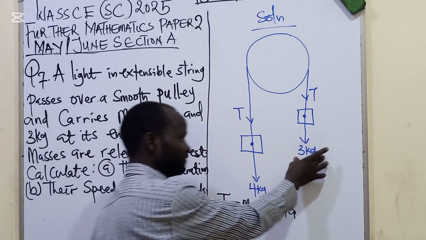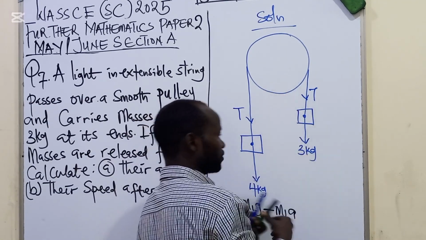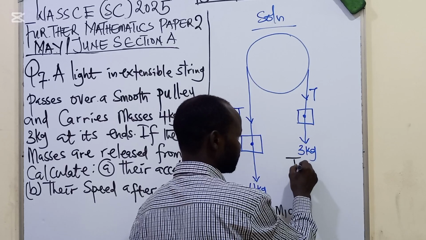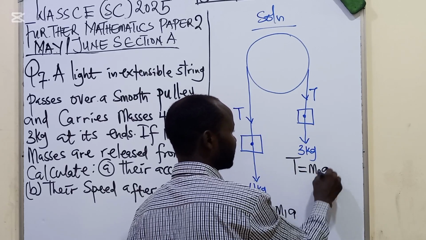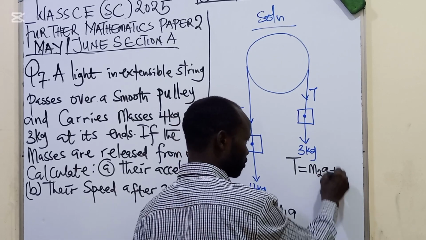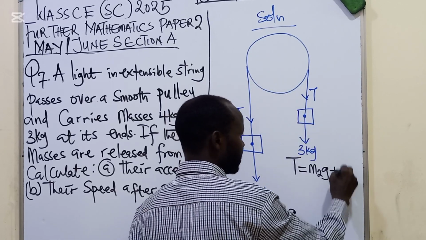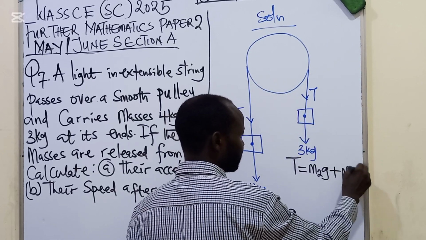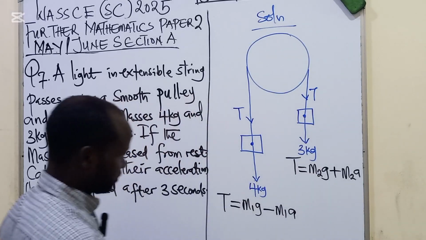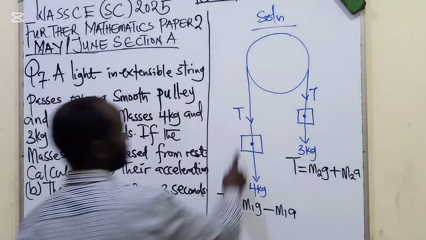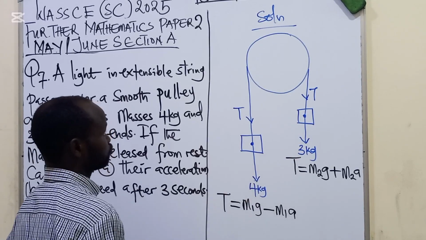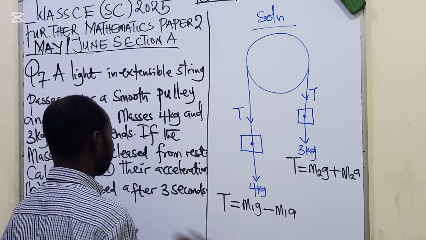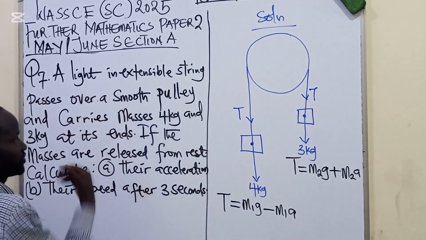Very important. The tension in this upward force will be T, which is equal to m2, that's the second mass now, multiplied by the acceleration due to gravity, g, plus, because of the upward force, m2 multiplied by the acceleration, a. So this is the formula we are going to use, and the tension in these strings are the same, so we can equate the two. Very important. And find the acceleration. We are asked to find the acceleration.